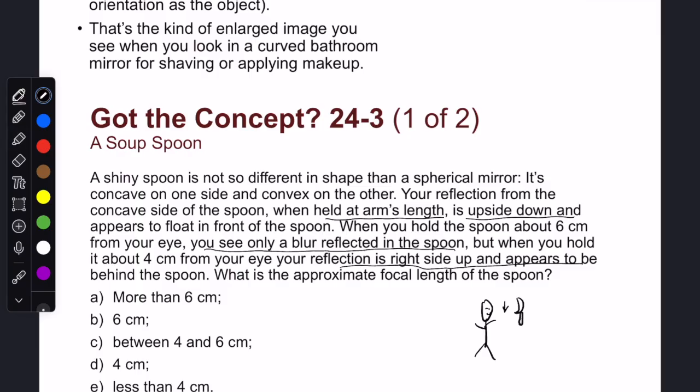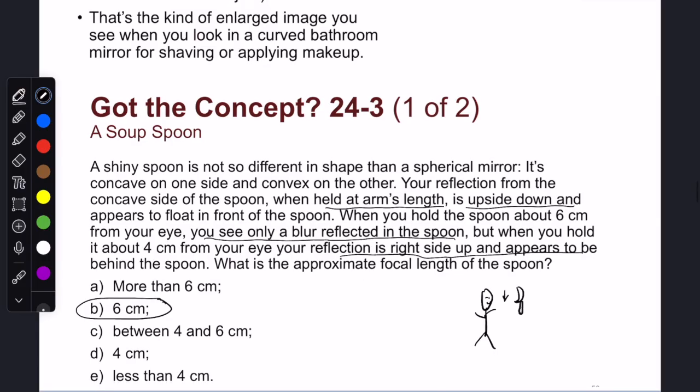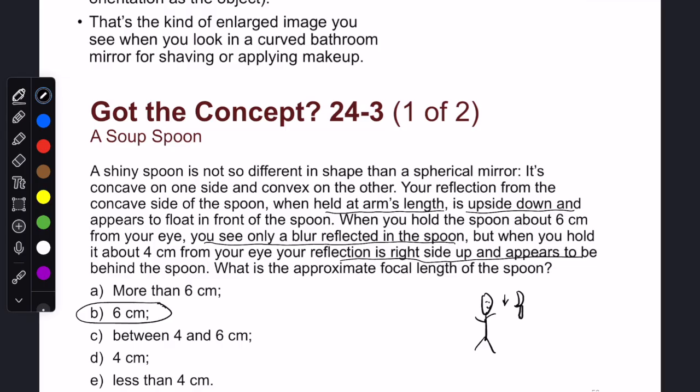So you can determine the focal length of your bathroom mirror, your beauty mirror, by moving it in front of your face and seeing when your face turns blurry. And if you can guesstimate that distance, that's the focal length of your mirror. And in order for that concave mirror to be useful, you need your face to be in between the focal length and the mirror, right? For your picture to show up upright and magnified.